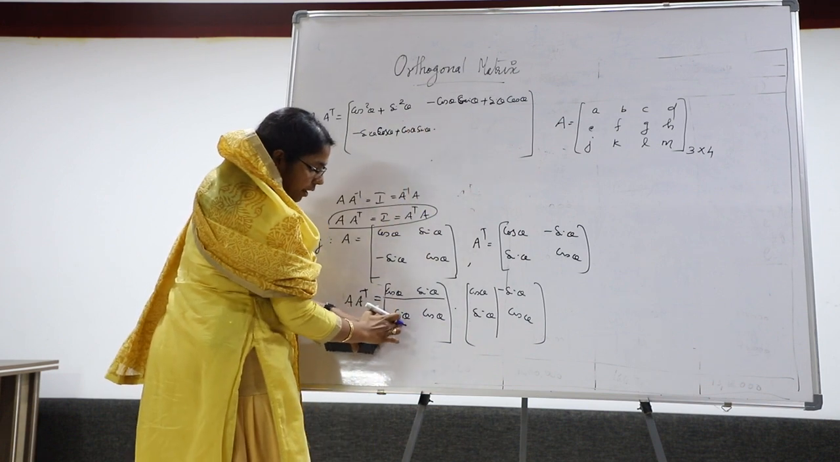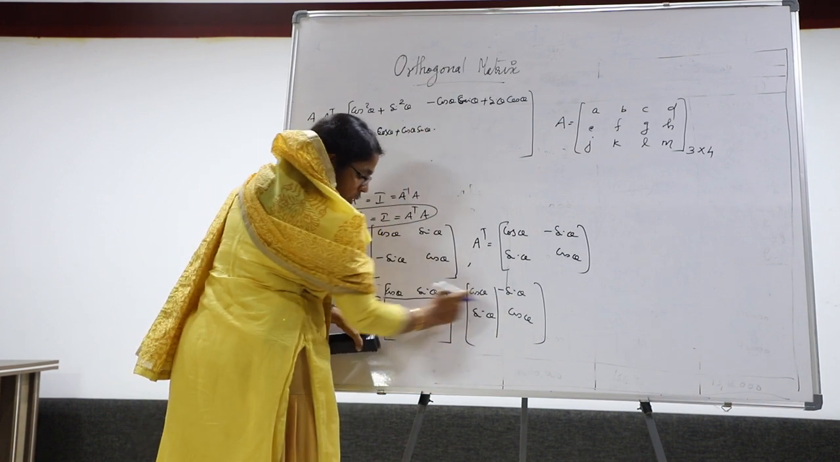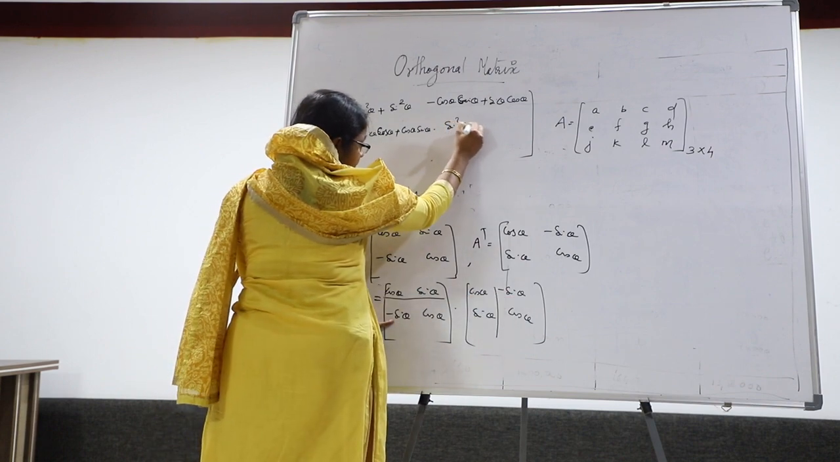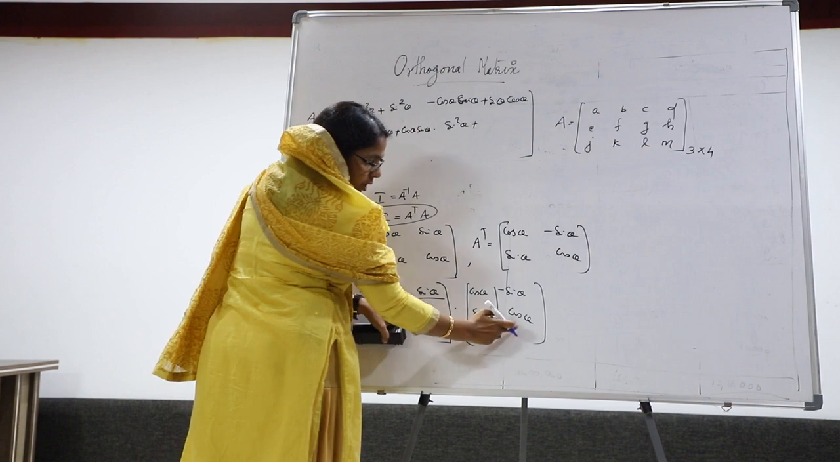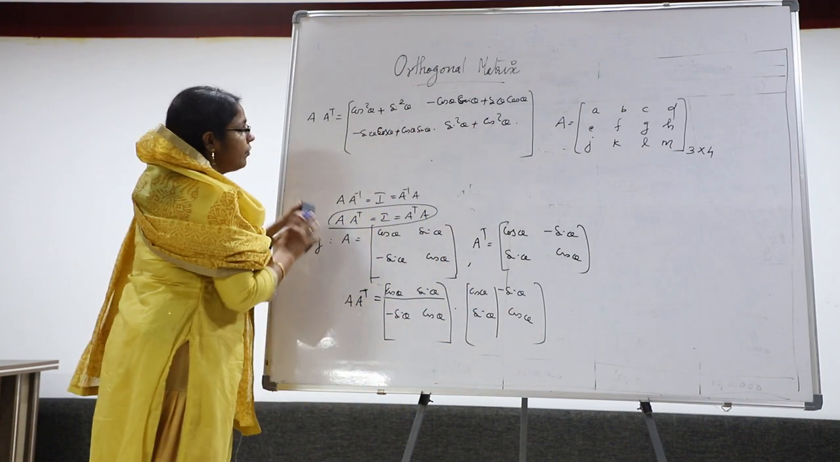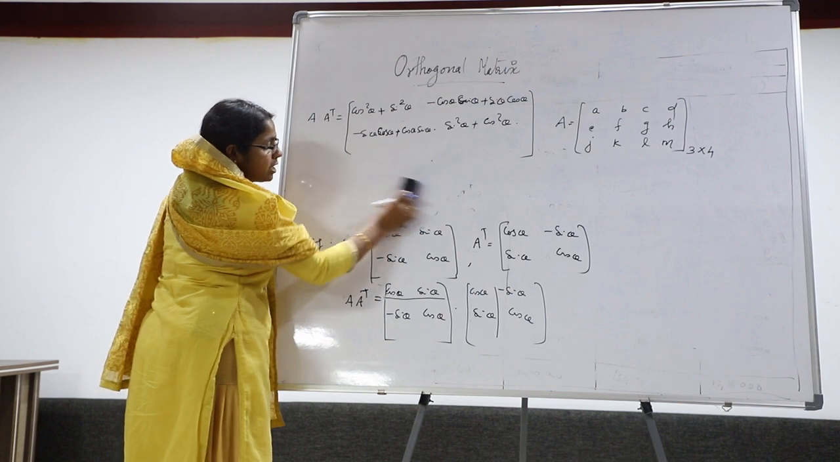Then second row into second column. Minus sin theta into minus sin theta gives sin square theta. And plus cos theta into cos theta, that gives cos square theta. So, we got the product A into A transpose.